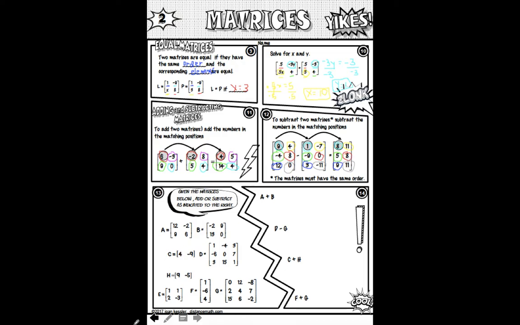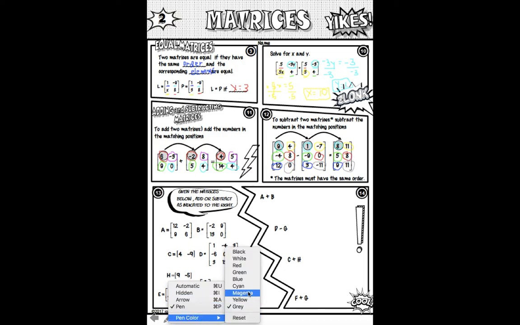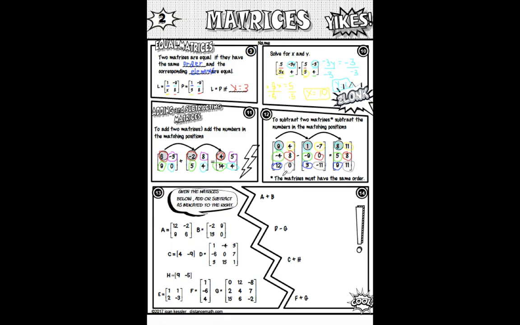All right, so please pay attention to the note down here at the bottom. It says the matrices must have the same order. So if you want to add and subtract matrices, they have to have the same order. They have to have the same dimensions. If they do not have the same dimensions, then it is no solution.